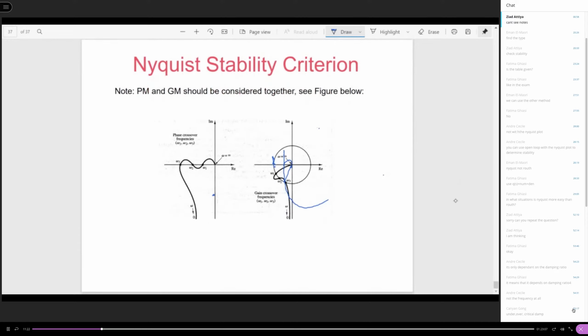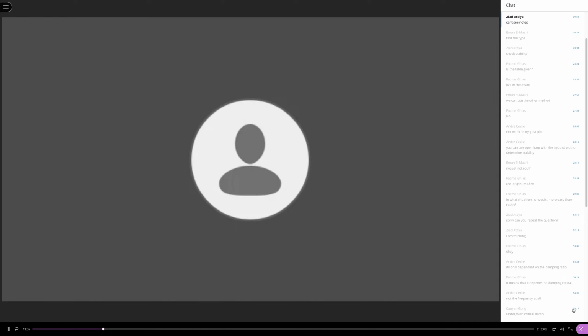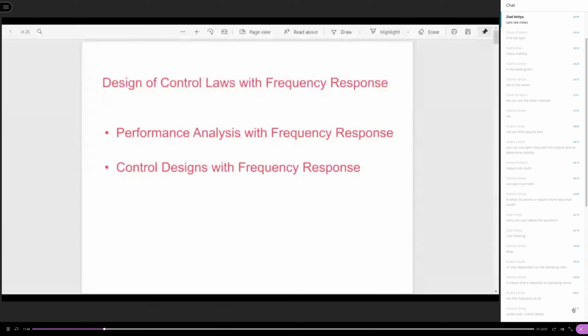Okay, so that's pretty much about the Nyquist stability criterion. Now we're going to move to the design part, control design in frequency response. So let me share another lecture. Design of controllers with frequency response.